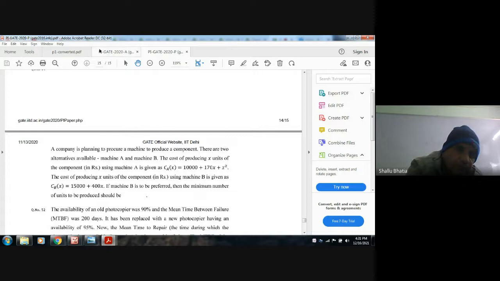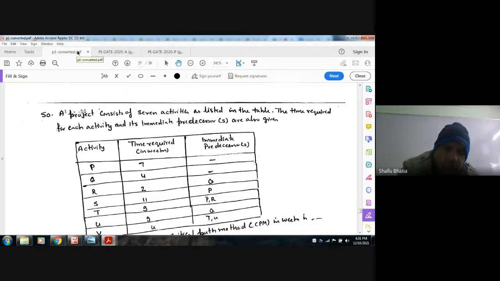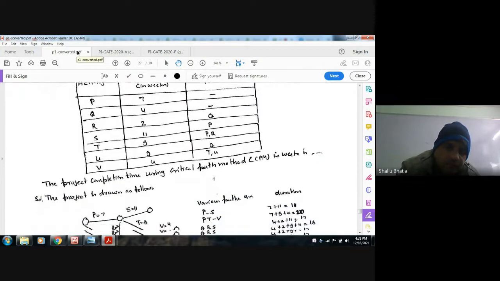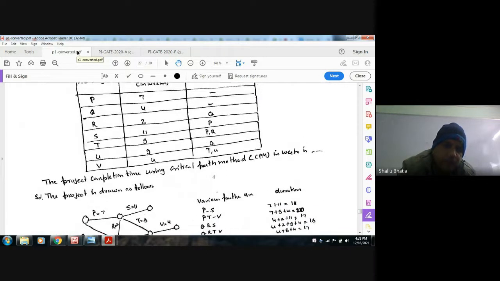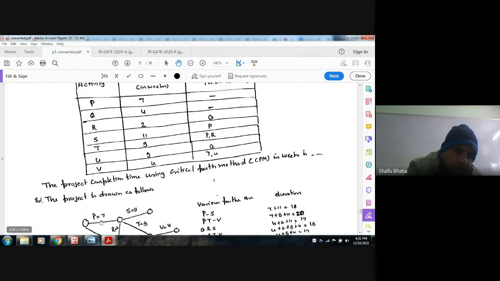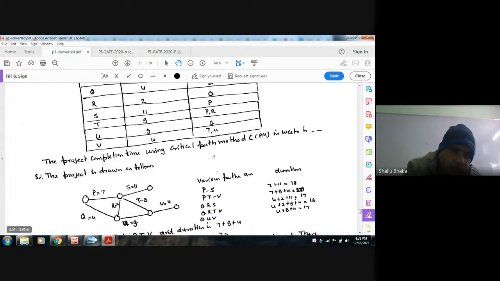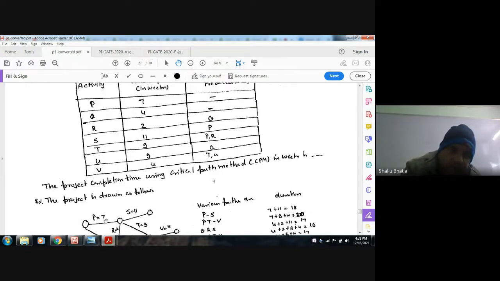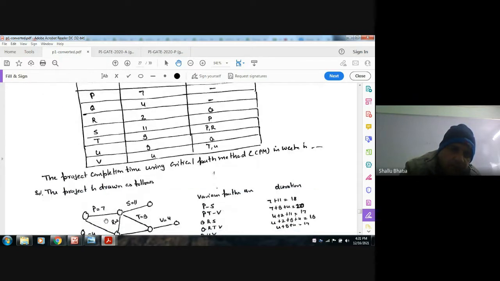So the table is given. We have to draw the project diagram, then we have to find out the critical path. First activity is P, with duration 7. The next activity is Q. It doesn't have an immediate predecessor, so it will also be taken as a starting activity. Then R after Q. Then S after P. Then T after P and R.